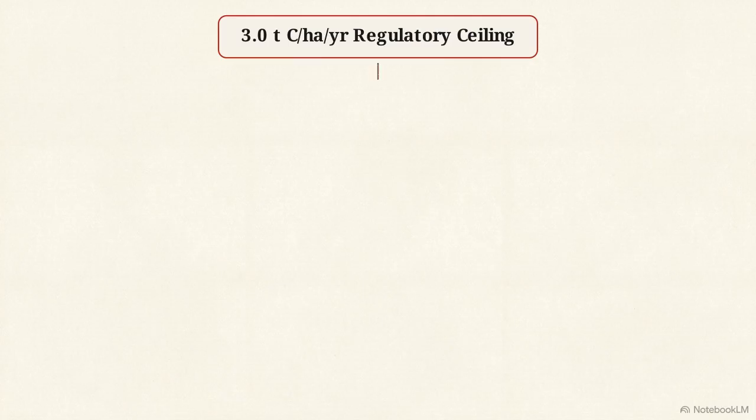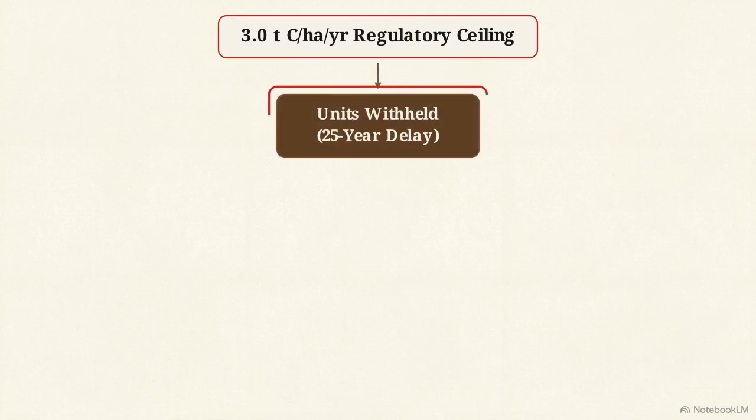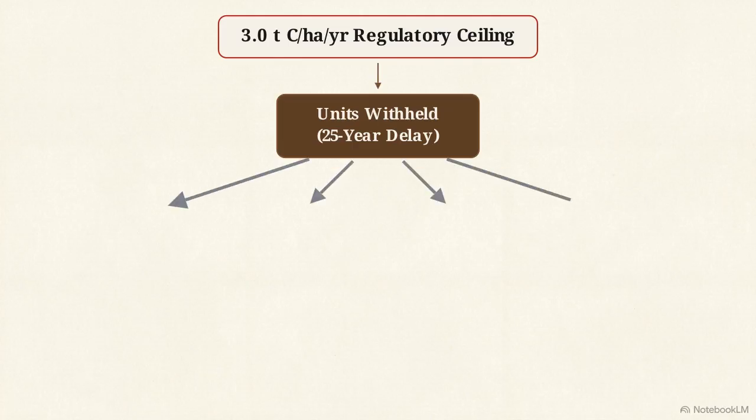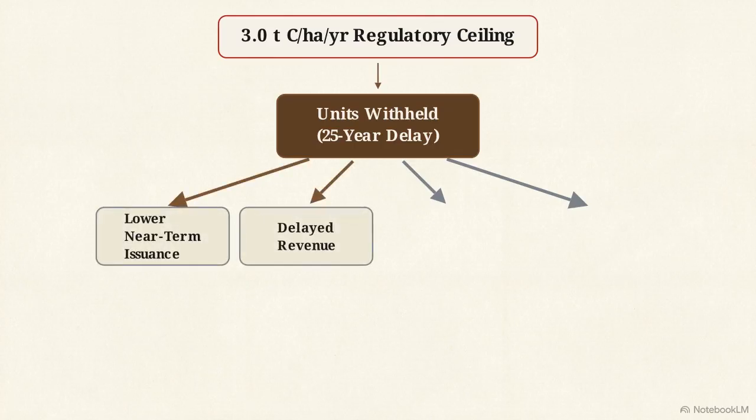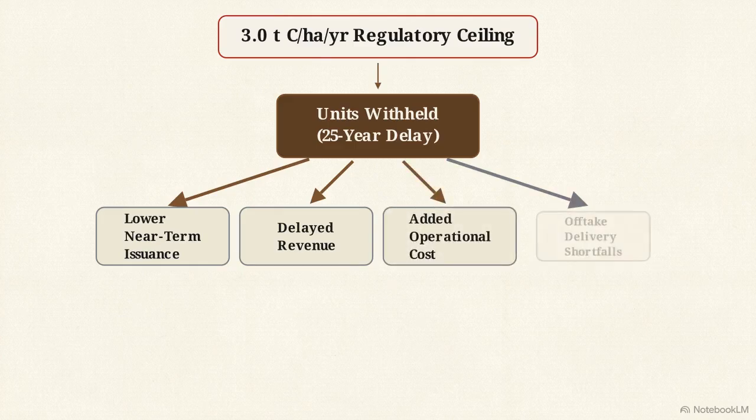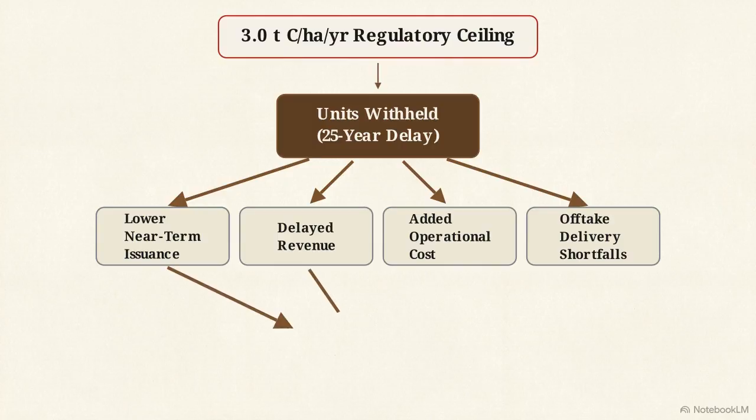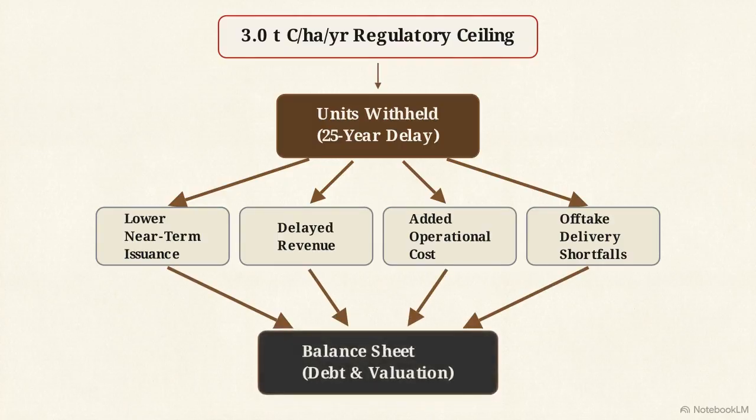The mechanics of the decision are specific. Any units calculated above the 3.0 ceiling are temporarily withheld rather than canceled, pending proof of durability over a 25-year period. This withholding attacks the financial model through 4 separate vectors. Vector 1, lower near-term issuance. Vector 2, delayed revenue. Vector 3, added operational cost. Vector 4, off-take delivery shortfalls.